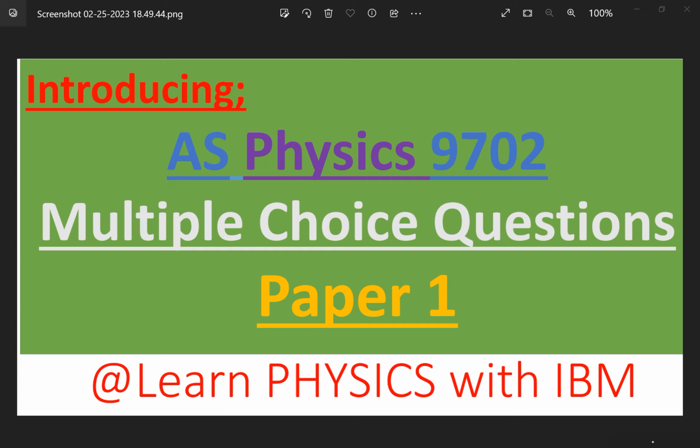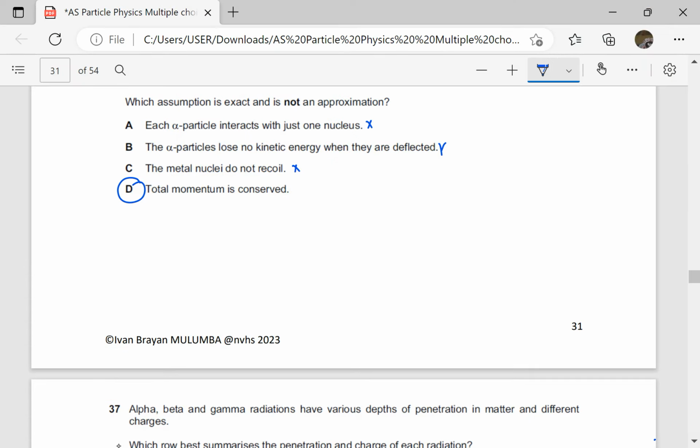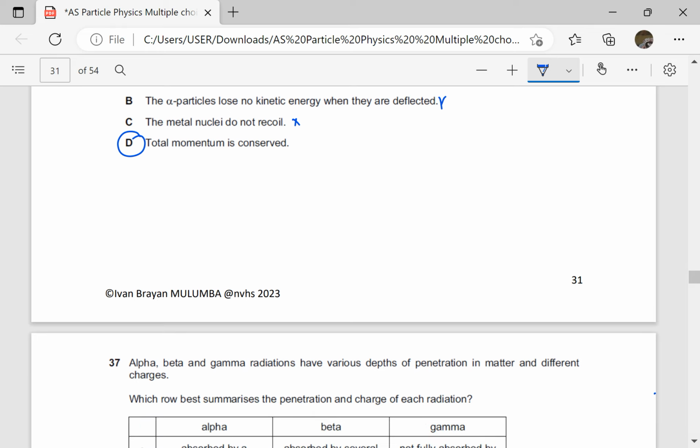This is AS Physics 9702, multiple choice questions for paper 1. This is specifically going to be atomic and particle physics. These are always the last multiple choice questions in paper 1. The last 2 or 3 questions are particle physics. So in part 2, we stopped on page, I think, 31. Let's proceed from page 31.